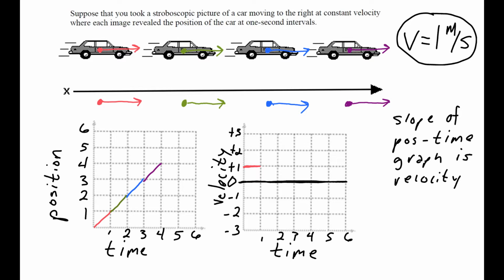The second interval is also going to be 1 meter per second. The third interval, 1 meter per second. And the fourth interval is 1 meter per second. So that's how you make your position time graph and velocity time graph based off of a motion map.